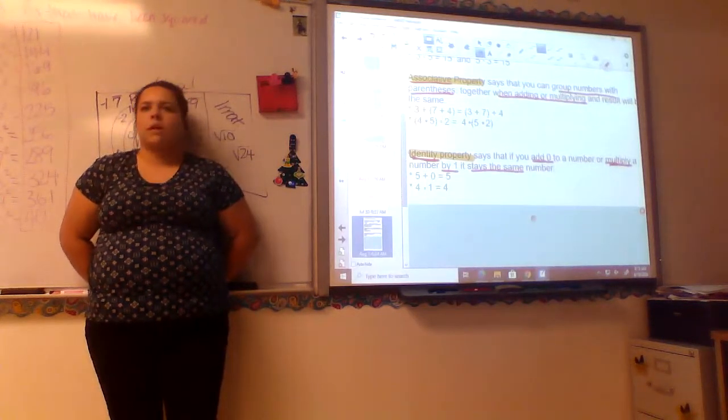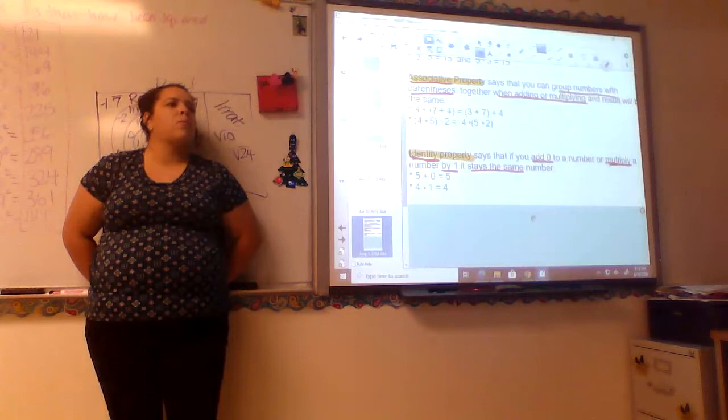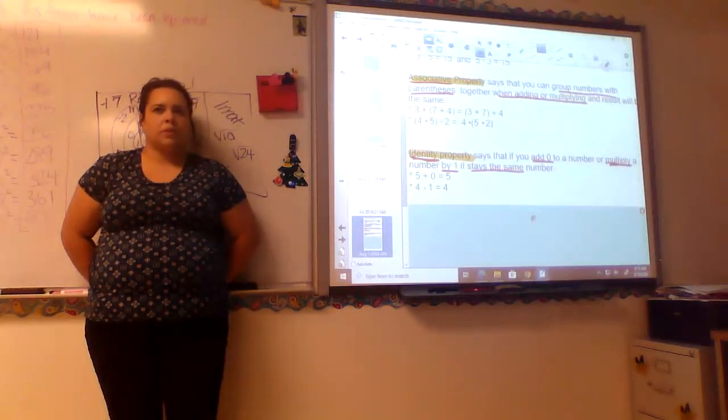Multiplying by 1, 3 times 1 is 3, 7 times 1 is 7, 99 times 1 is 99. It doesn't matter what number you multiply by 1, the answer is still the same. So it keeps its identity. It stays the same identity number.